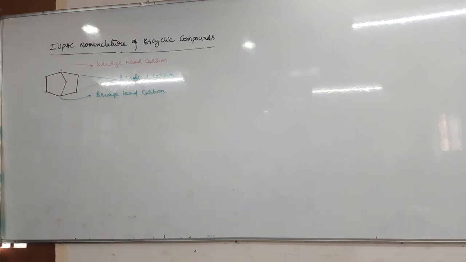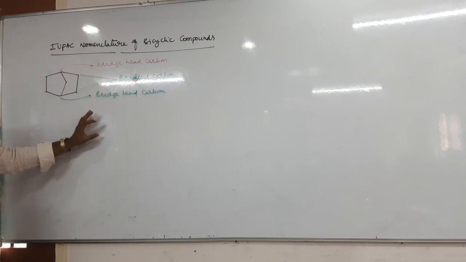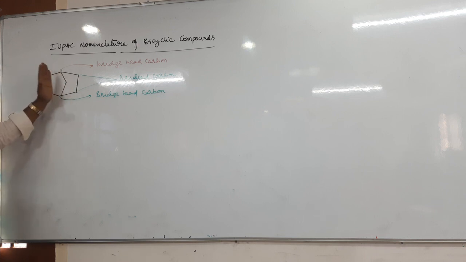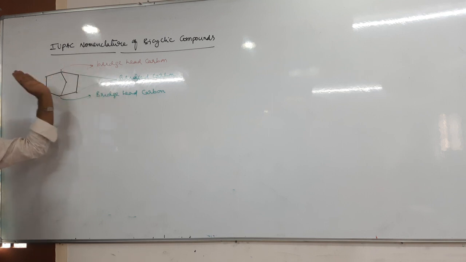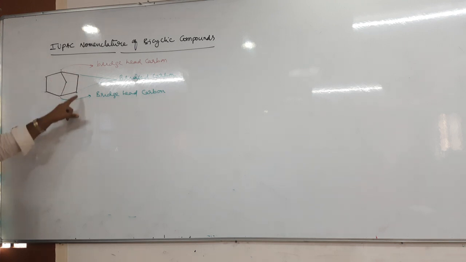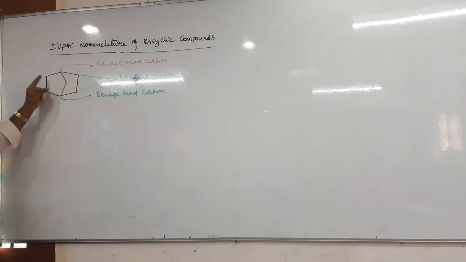To write the IUPAC name of a bicyclic compound, you must remember what a bridgehead carbon is and what bridged carbons are, because we use these terms in nomenclature. There are two bridgehead carbons. The bridgehead carbon is the carbon which connects the two bridges. Two cyclic rings are connected by this bridgehead carbon. The bridged carbons are the carbon atoms present in the cyclic ring between the bridgeheads.